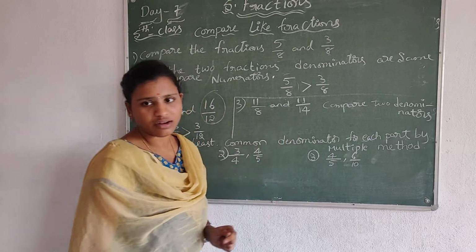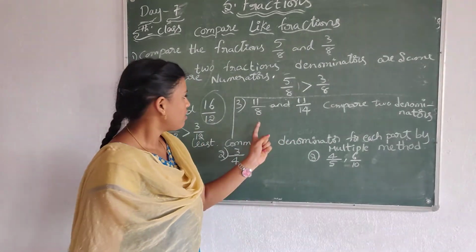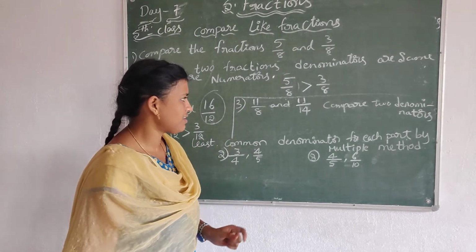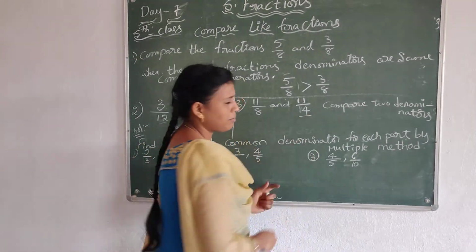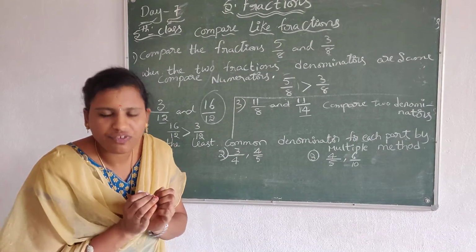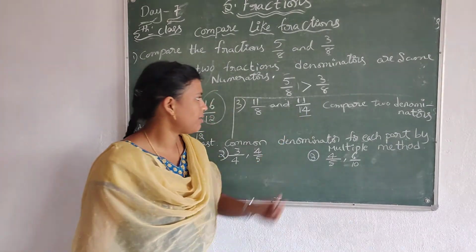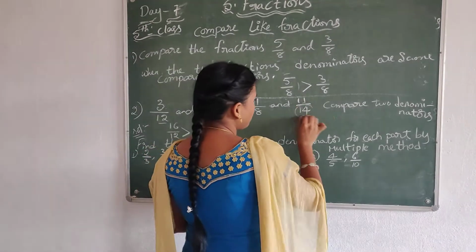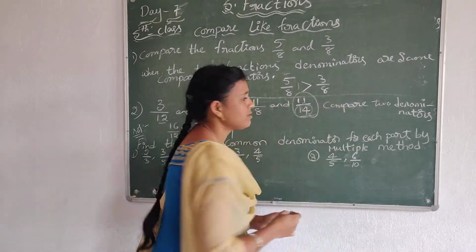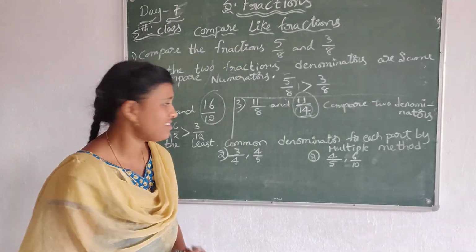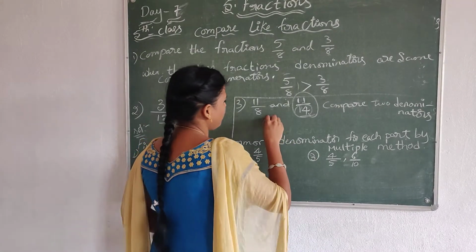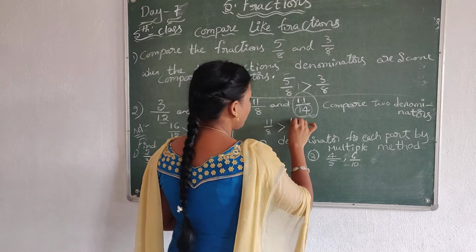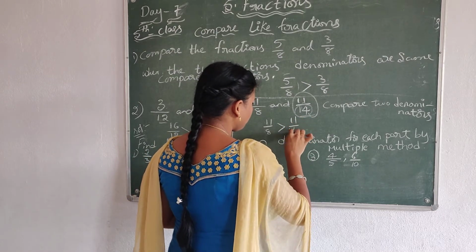8 and 14. Which is big, 8 or 14? 14 is big. In this case, the big number becomes a small fraction. So this is a big number, so the fraction is small. That's why 11 by 8 is greater than 11 by 14.